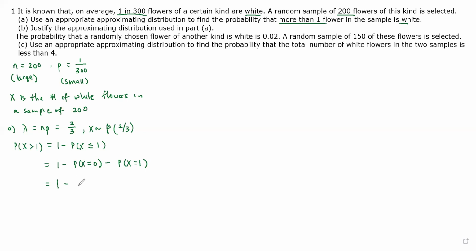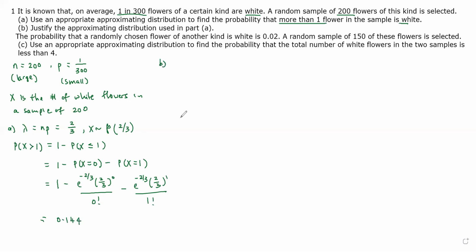So we have 1 minus e to the negative 2 over 3, times 2 over 3 to the 0 over 0 factorial, minus e to the negative 2 over 3, times 2 over 3 to the 1 over 1 factorial. And this has a value of 0.144.